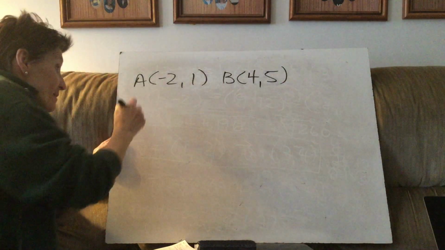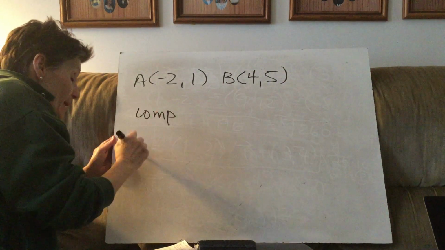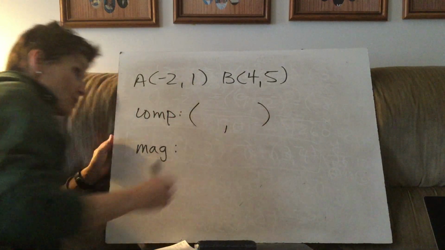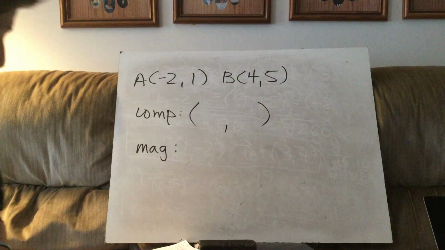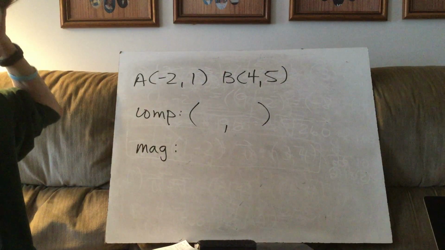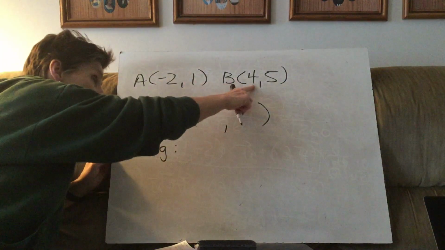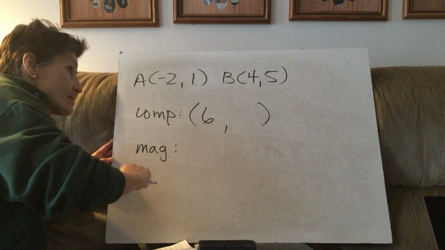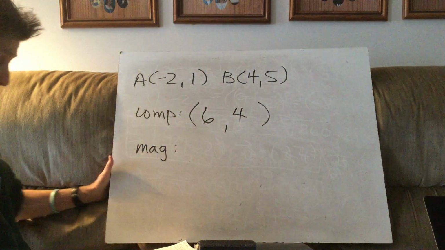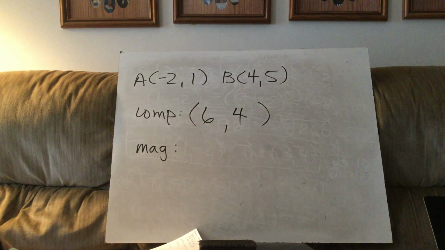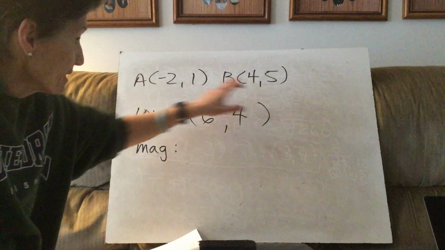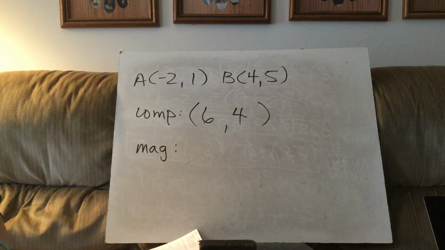And they asked me to find the components and the magnitude. Now, the components, remember, just the directed distance. You already did a problem like this. It's just like problem number 1. We just want the directed distance. So from negative 2 to 4 is 6, and from 1 to 5 is 4. So there are the components of that vector. So again, 4 minus negative 2, 5 minus 1 if you want to do it that way.